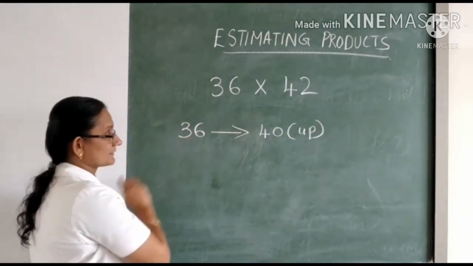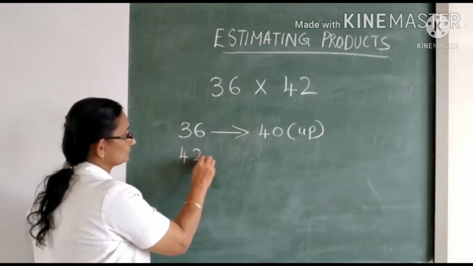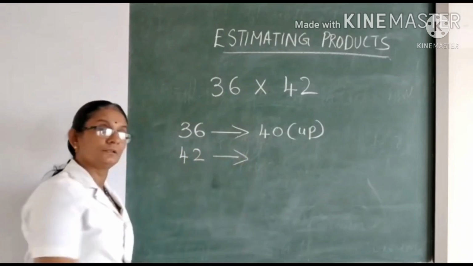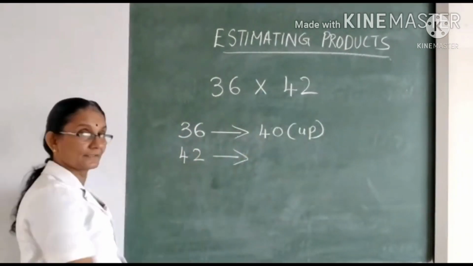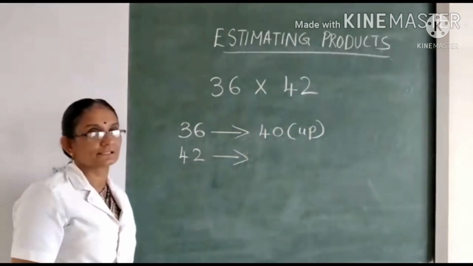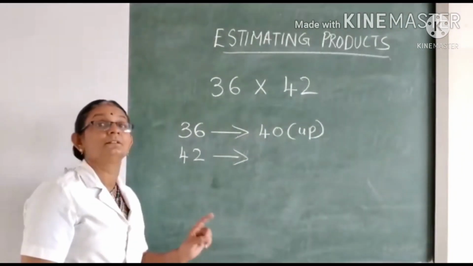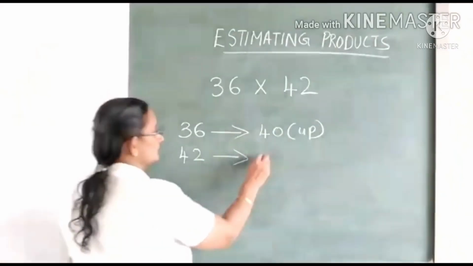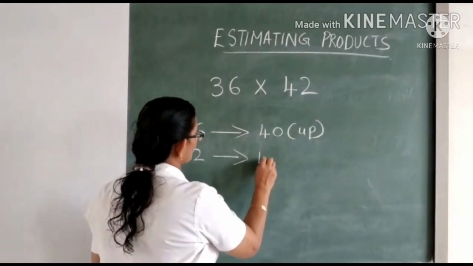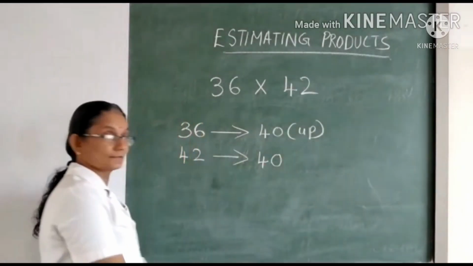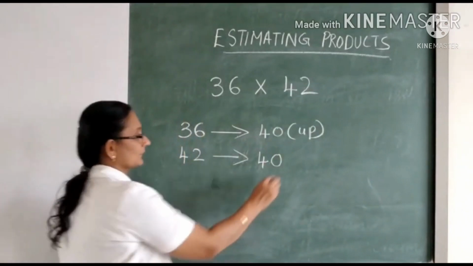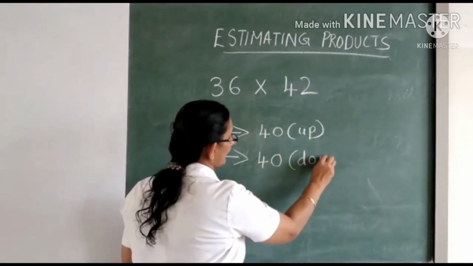Now, next number is 42. Now, look at the digit in the ones place. It is 2 and it is less than 5. So, the number should be rounded down. Okay? So, the number should be rounded down, and it is rounded to 40.